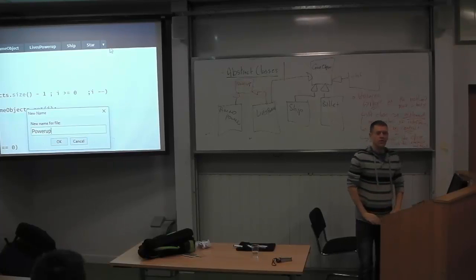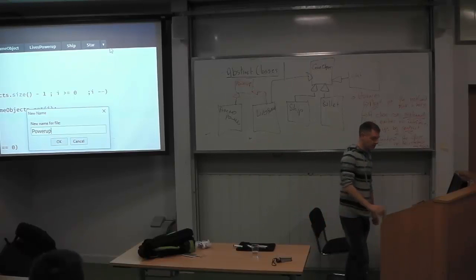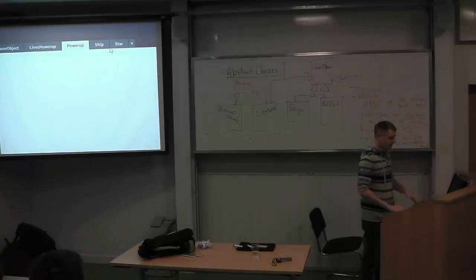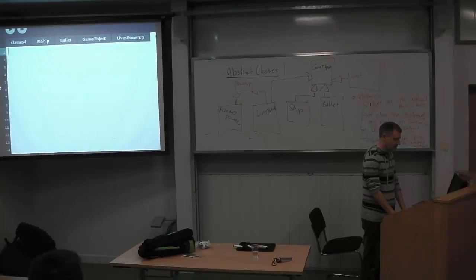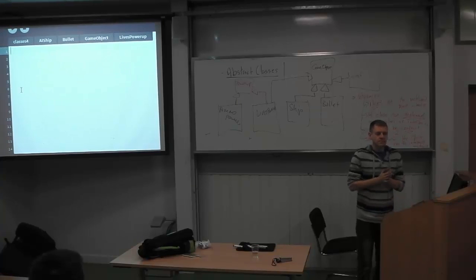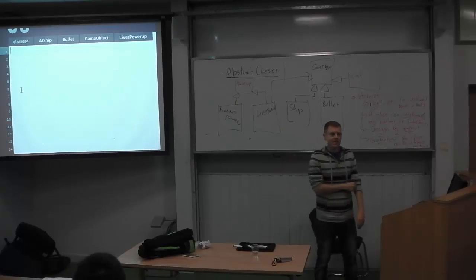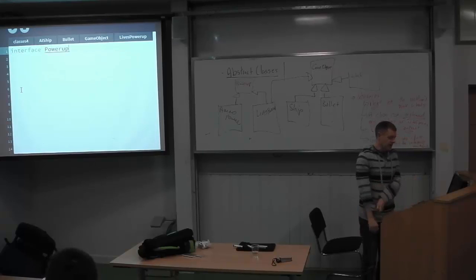So here we're going to make a contract, and our contract is going to be called powerup. I'll show you how this is going to work. Maybe when you see the practical example, it will help to explain it. So here we go, here's our powerup. First of all, I said interfaces are very similar to classes. The syntax is slightly different in that instead of writing class, you write interface. So we say interface powerup.